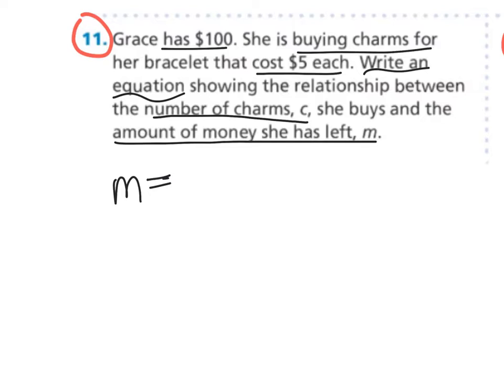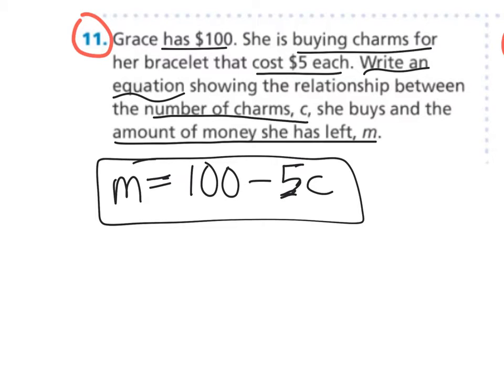So the amount of money she's starting with is $100, so we can start with that in our equation. And then she's spending money, so the amount of money she has left is going to be going down, so we're going to subtract. Our charms are $5 each, so we're going to lose $5 for each charm that we buy. So if we take 100 minus 5 times C, 5 times however many charms we buy, if we subtract that, that's going to tell us how much money she has left. So that would be our equation here.